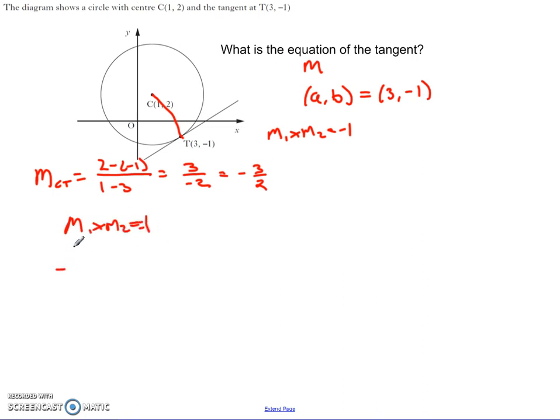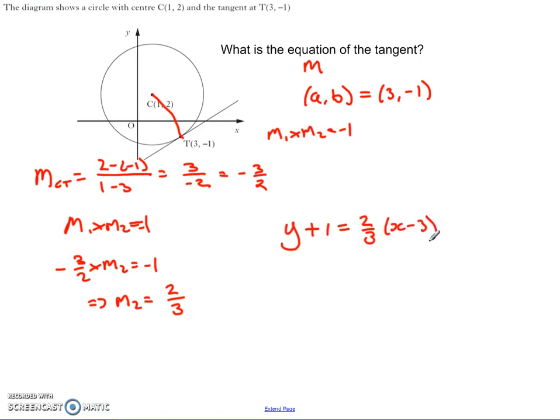I then use m1 times m2 equals -1 to get the equation of my tangent. So the gradient of CT is -3/2, so it's -3/2 times my tangent's gradient equals -1. So my second gradient, i.e. the gradient of my tangent, is 2/3. Substitute it all into your y minus b equals m(x minus a) formula, and we've got the equation of our tangent. So y minus b becomes y minus -1, and minus minus becomes a plus, so it's y plus 1 equals 2/3 (x minus 3).